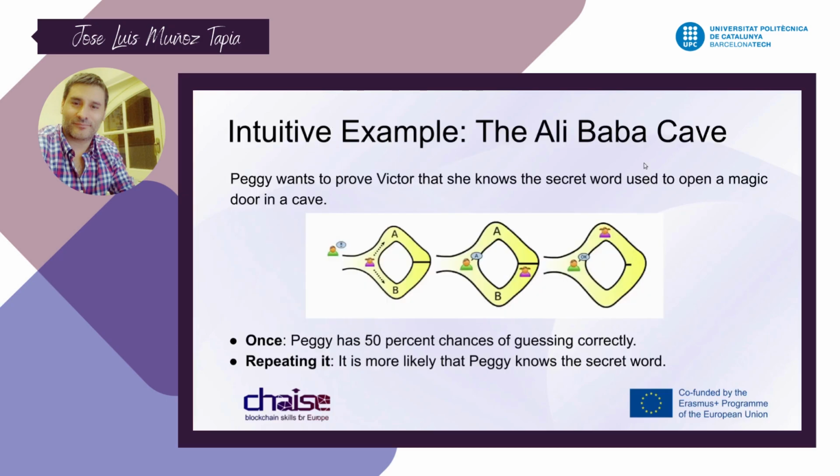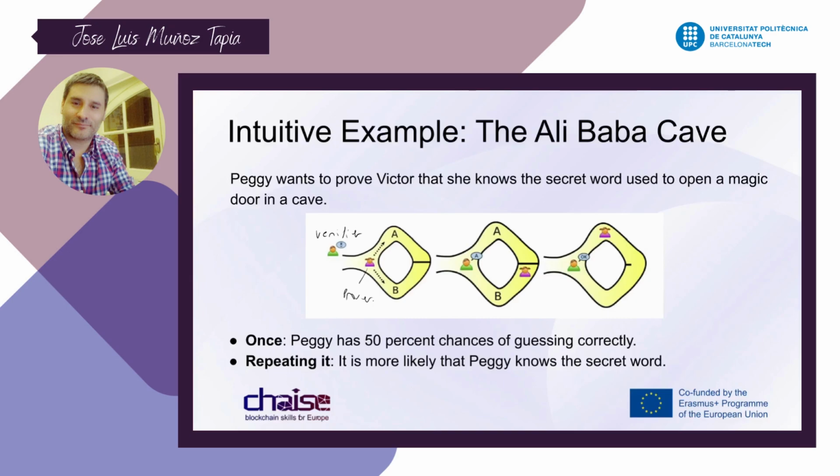Okay, so let's build another example. It is an intuitive example, and it is very typical, by the way. It is the Alibaba cave, and in this case, the scenario is the following. There is a cave here. There is a verifier and a prover, as always.